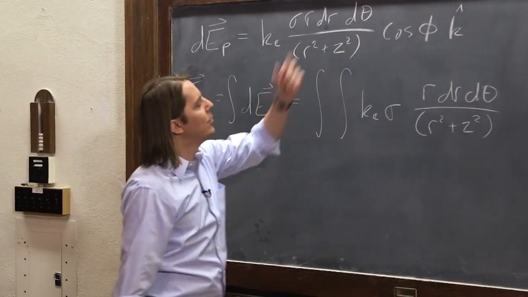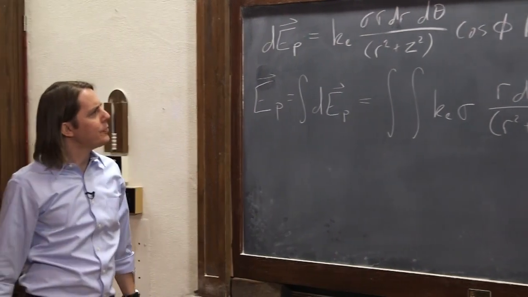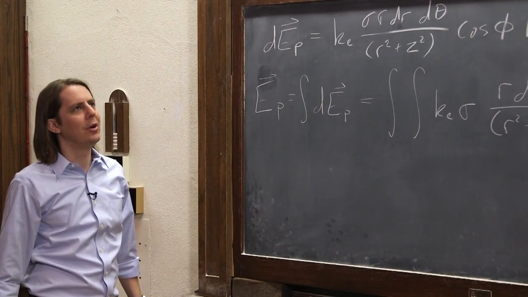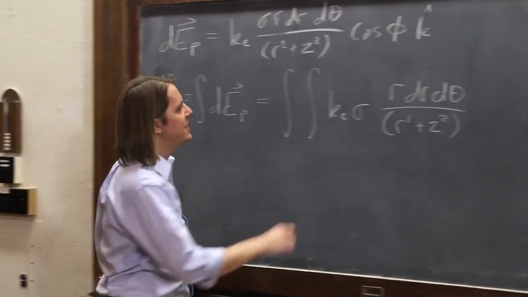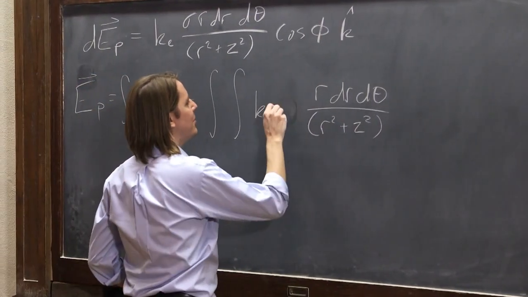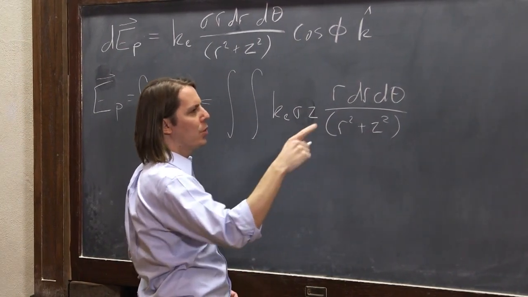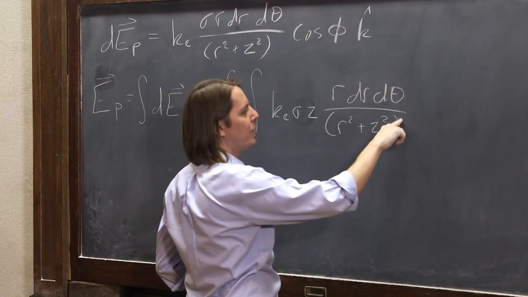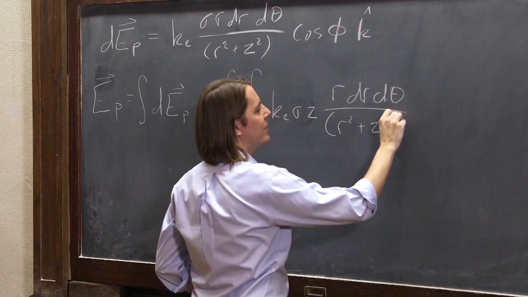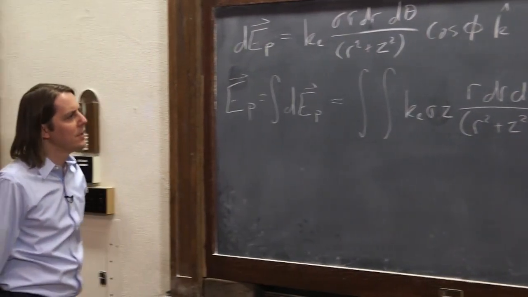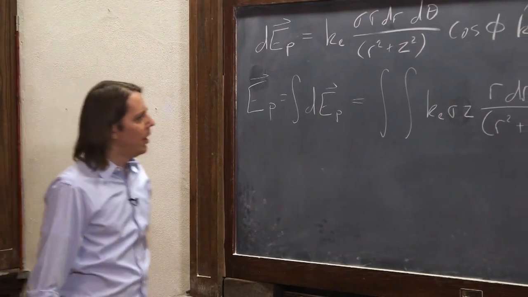And we never dealt with the cosine phi. Let's think cosine phi from that drawing. Cosine's adjacent over hypotenuse. Adjacent was z, so there would be a z in here. And then the hypotenuse was the square root of r squared plus z squared. So there's another one of these in the denominator, which brings that to the 3/2, if you will allow me to skip a step there. So that's our integral.